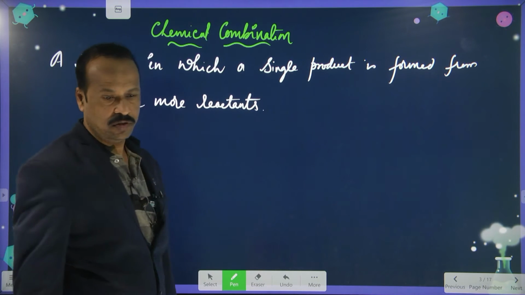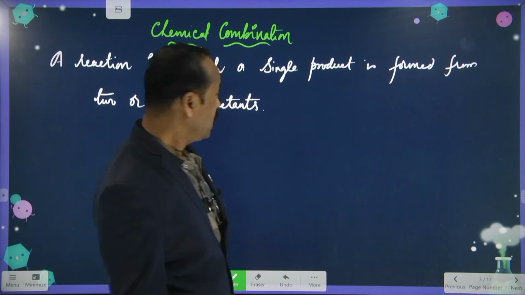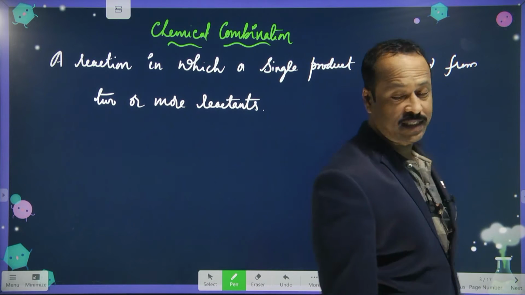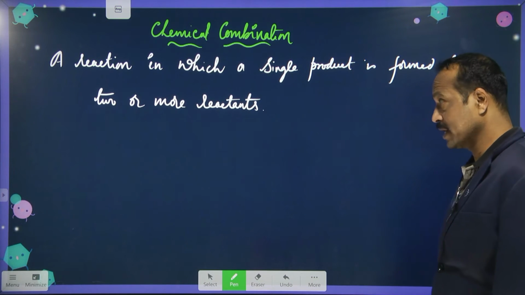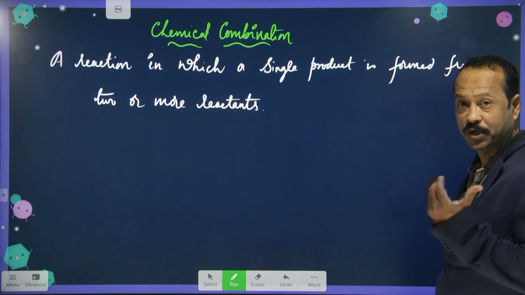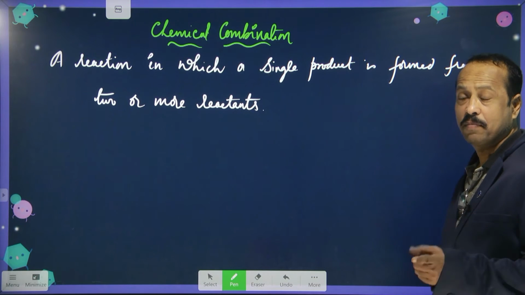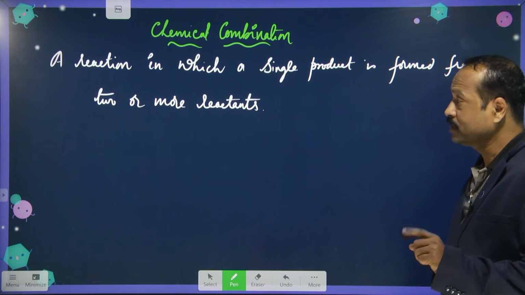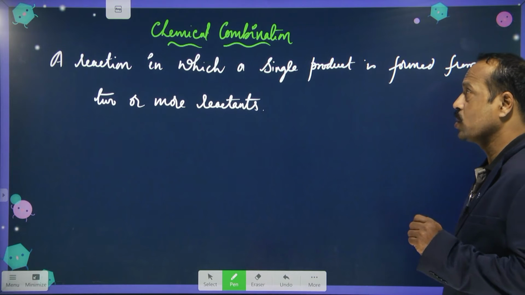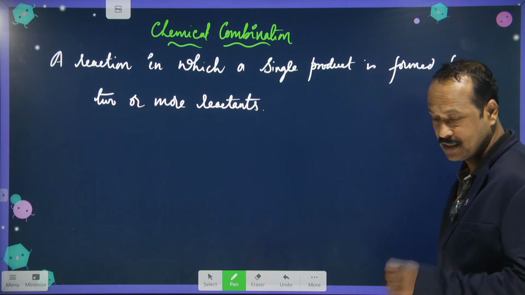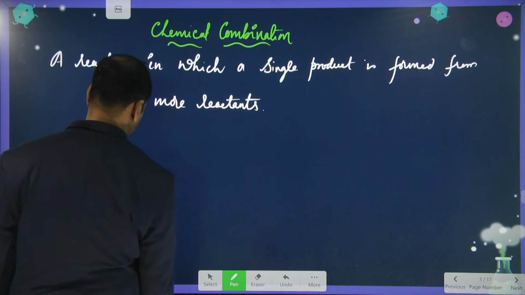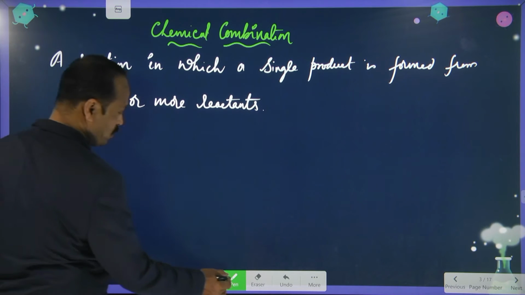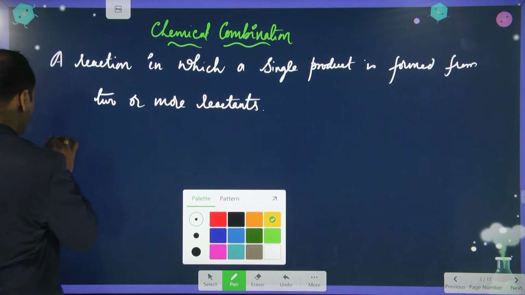Simple definition, no? So see here the definition is: a reaction in which a single product is formed from 2 or more reactants. So reactants may be 2 or more, but the product is only 1. Such a type of reaction is called a chemical combination. Is this clear to you? So we can give many examples.